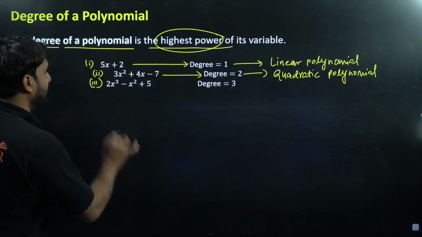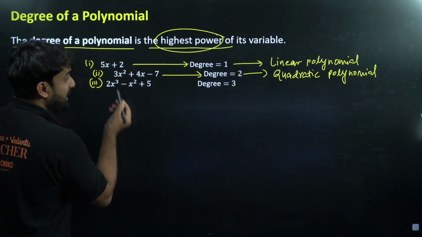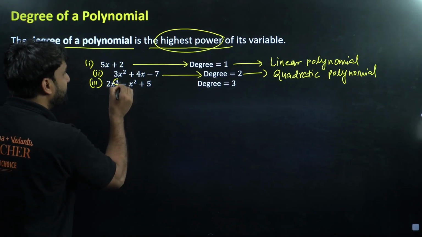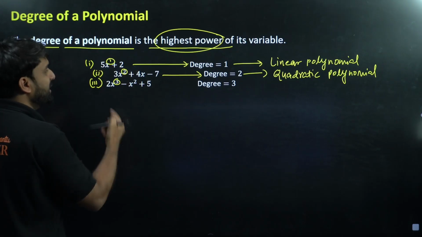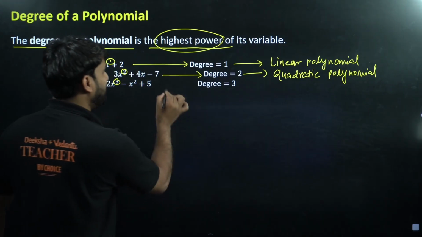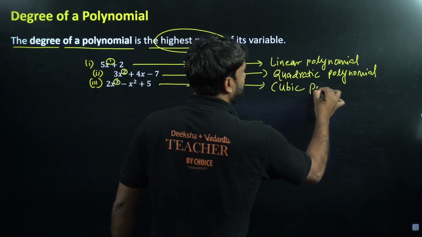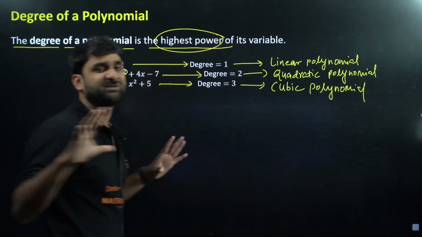Now moving ahead, in the third equation, let's decide whether this is a polynomial or not. Of course this is a polynomial because the power is positive and a whole number, and the highest power is 3 here. Here 2, and here there is nothing, so nothing means 1. So the degree is 3, and degree 3 indicates that this will be a cubic polynomial. So such polynomials are called cubic polynomials. I hope this is clear to you all.